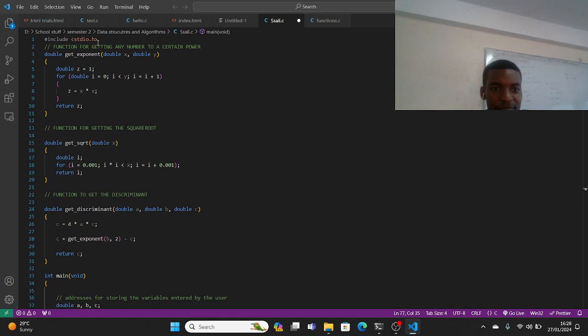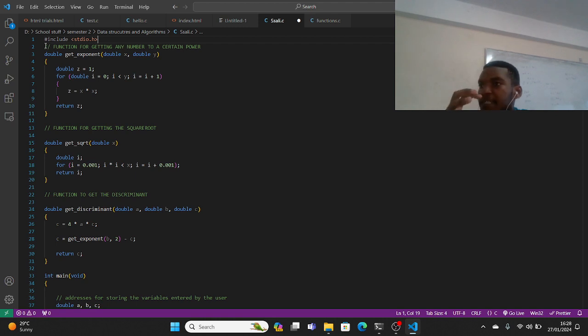So basically, all C programs start with this important library: hashtag include stdio.h. This is the library that contains anything concerning input or output, taking input from users, displaying it to the screen. That's the library.